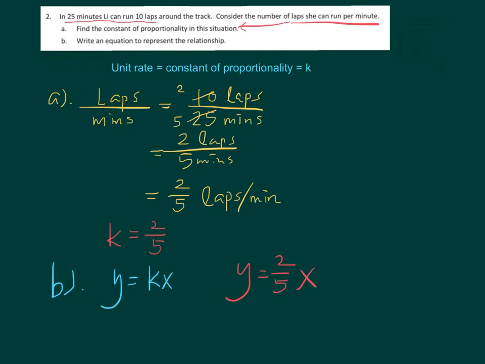And to bring this back in context, y stands for the number of laps, and then x is the number of minutes, and then 2/5 is how many laps you can run in 1 minute.